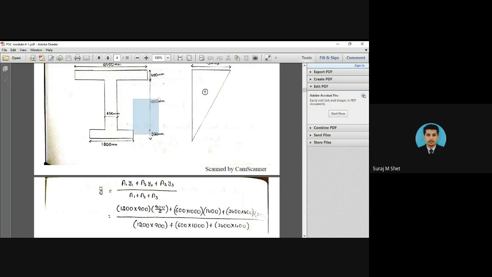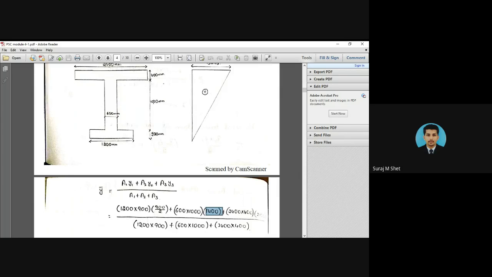So the third one is 2400. This is 2400 into 400 into area. See, this is your 1000 plus 900 plus 400 divided by 2. This is your Y3 value. You got it? Because the first one, Y2, is here. This is 500 plus 400. Second one, see it, 500 plus 400 is here. This is Y2.